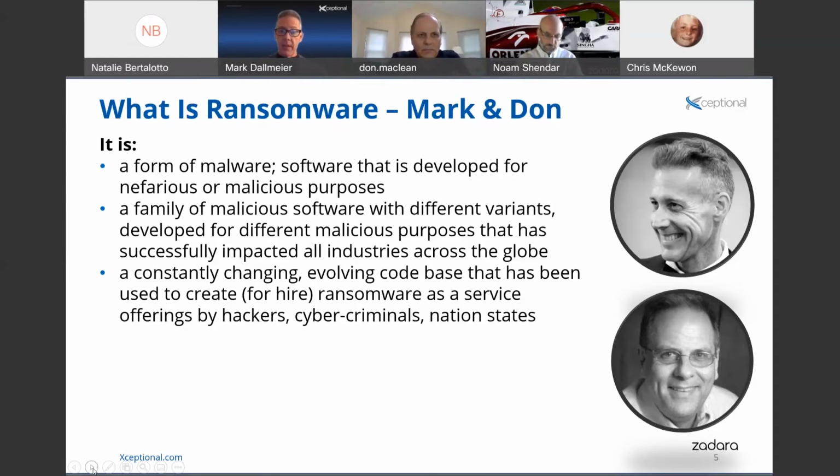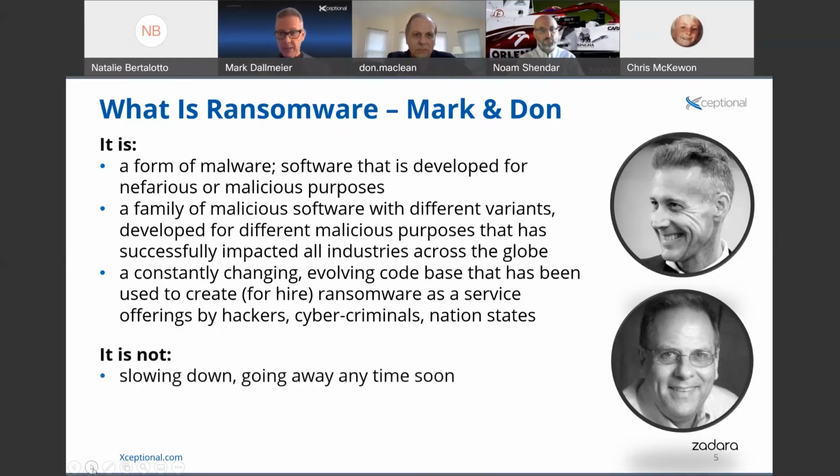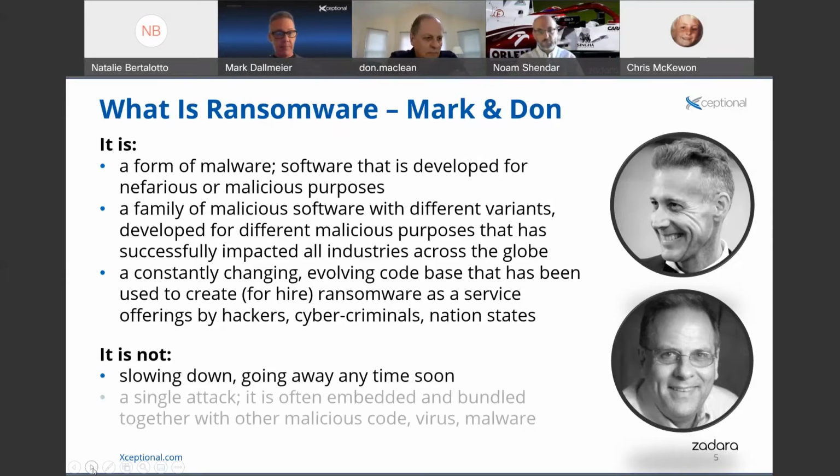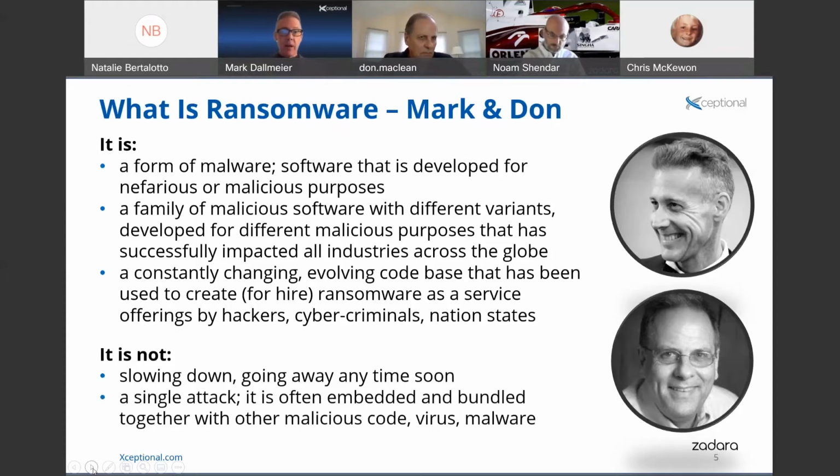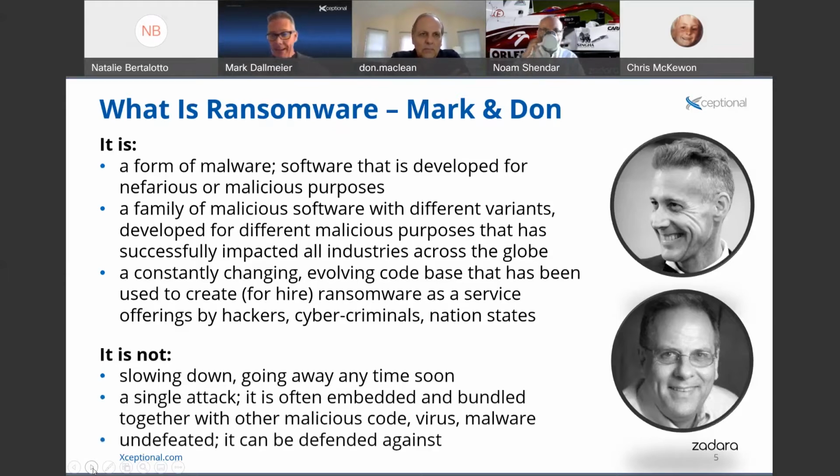And this is how and why ransomware has become pervasive as one of the predominant attack vectors in the industry that we're seeing. What ransomware is not: ransomware is not slowing down. It's not going away anytime soon. There are hundreds of different families and variants of ransomware that are being developed, have been developed, and are continually being developed. Ransomware is not just a single attack. It is often embedded and bundled in exploit kits along with other malicious code, viruses, and malware. And ransomware is not undefeated, meaning it can be defended against.